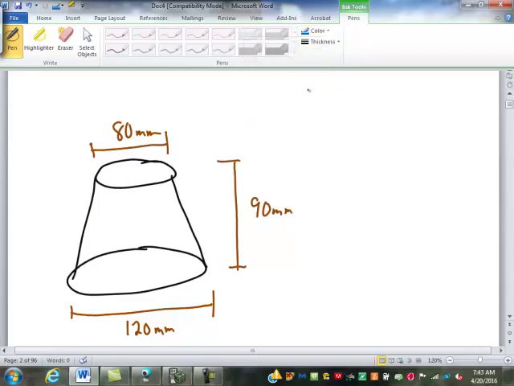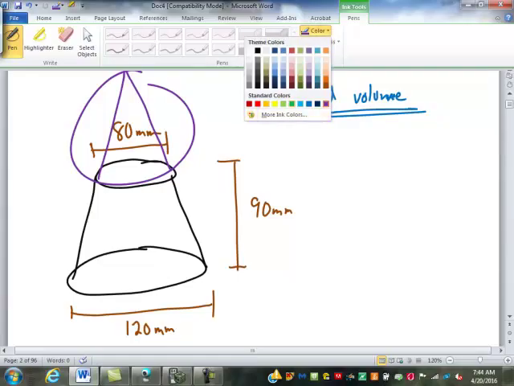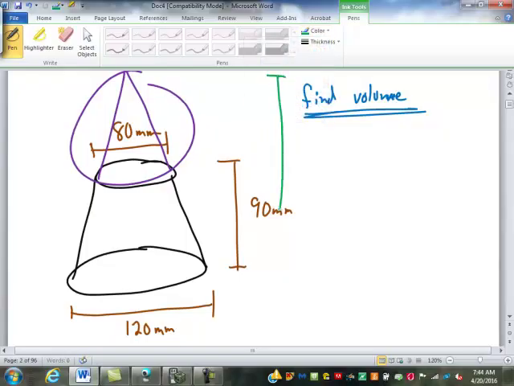I want to find the volume of that. Technically, the only way to find the exact volume of this is to find the volume of the whole cone and subtract off the volume of this little cone. Let's do that. And then I want to see if we can find an easier strategy that's close enough. So the first thing we've got to figure out is how tall would that whole cone be?